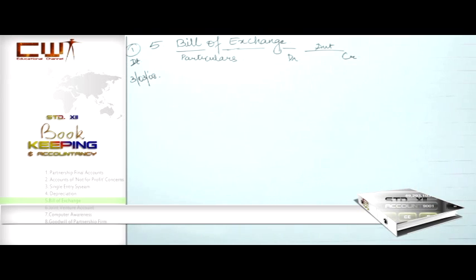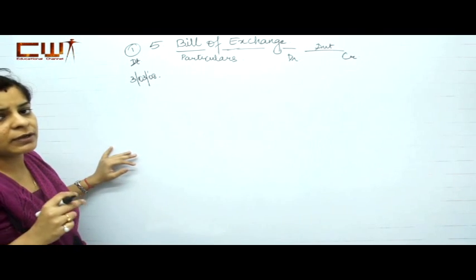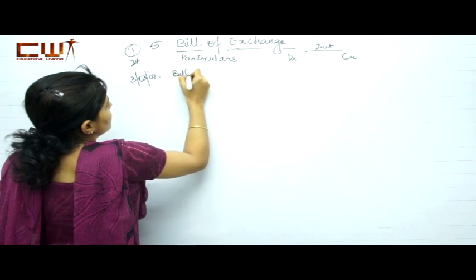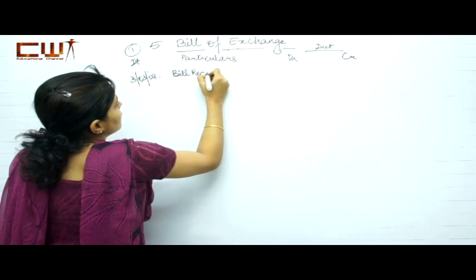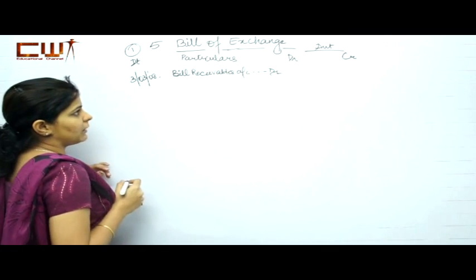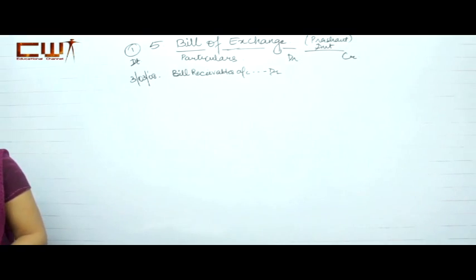Transaction is bill has been drawn by Prashant. So what is bill drawn by Prashant? That is, Prashant is the holder of the bill, or he will get money through the bill of exchange. So that will be known as, I'll write in full, bill receivable account debit. That is the journal entry we are doing in the books of Prashant. So for Prashant, bills receivable is an asset, so we will debit it.